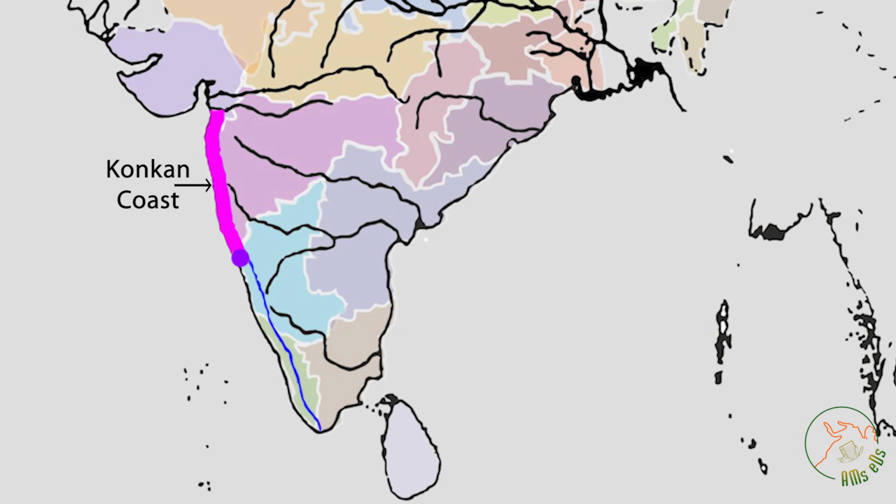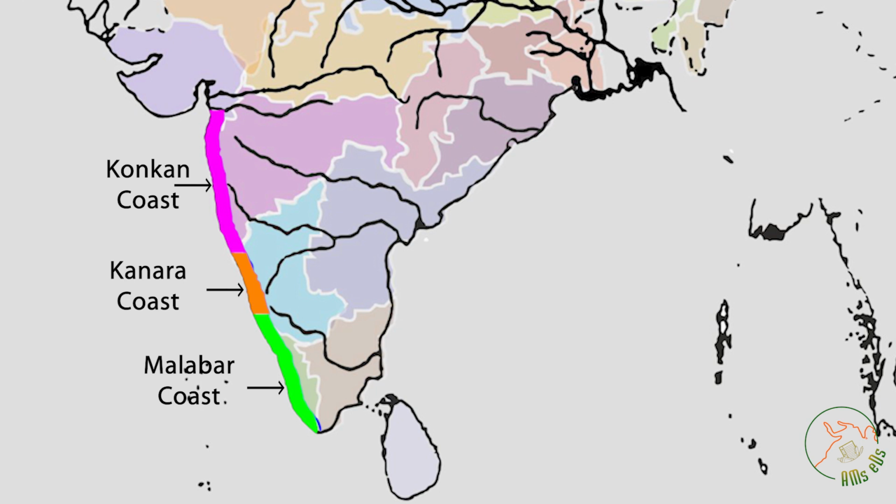From where it ends until the point where the river Kaveri seems to end, that is, the coast of Karnataka, you shade and mark the Kanara coast. From this end point to the southern end of the coast of Kerala stretches the Malabar coast.